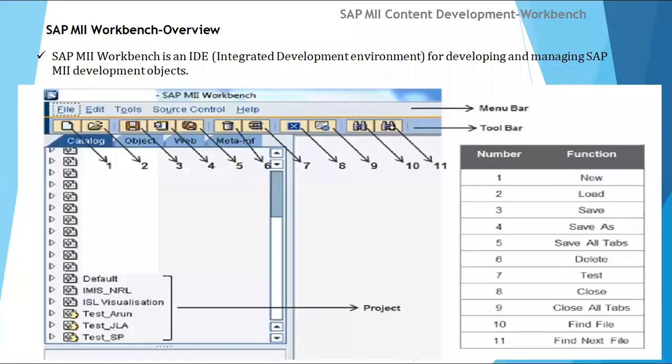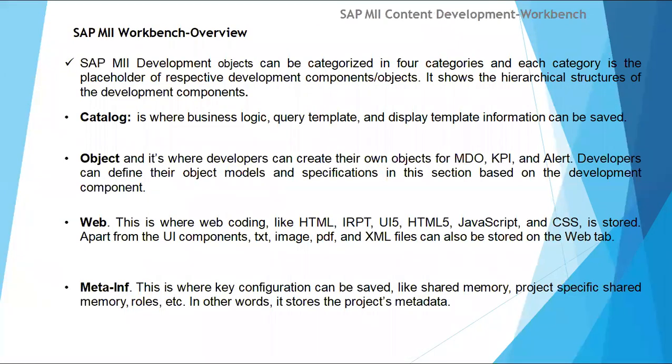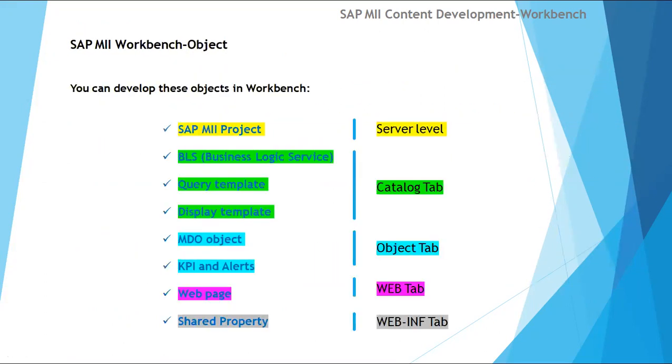So for a quick recap, here I'm showing the Workbench overview, where catalog, objects, web and MetaINF are the four tabs available in SAP MII Workbench. I will tell you what objects you can create inside each tab. Here you can see a screen where I have listed which objects you can create at which tab. First, the SAP MII project.